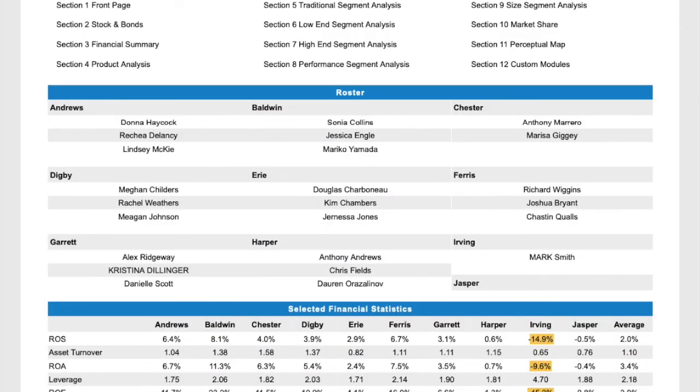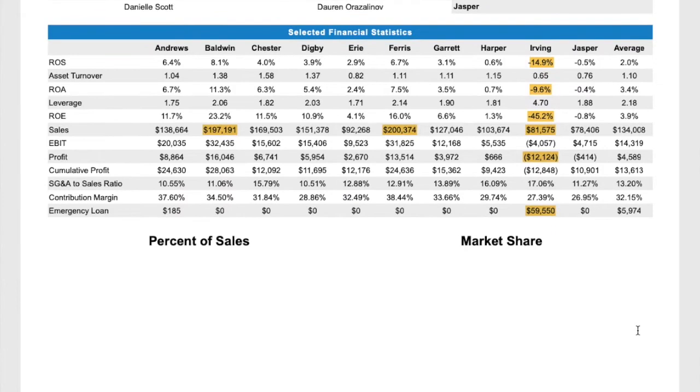Rest of the industries. Now we are on industry 2. Let's see. In the financial statistics, we can see that in the second industry, Team Baldwin and Ferries make the most sales, close to $200,000. That's pretty good.